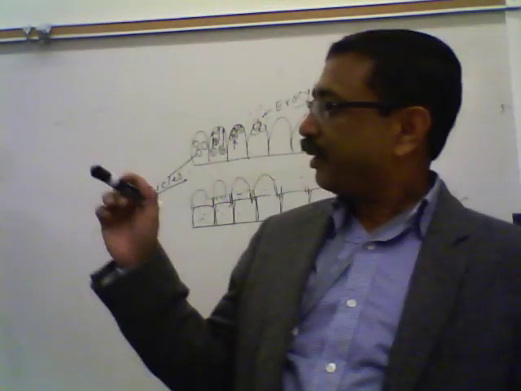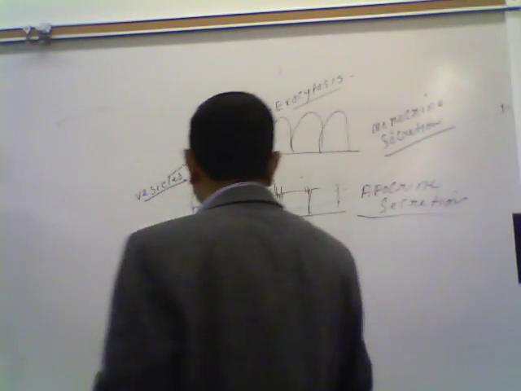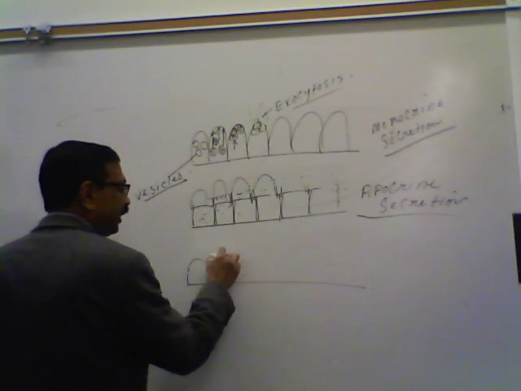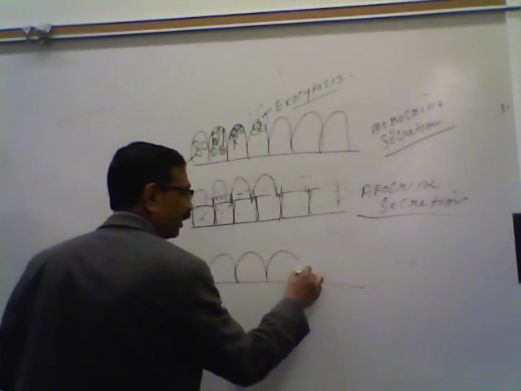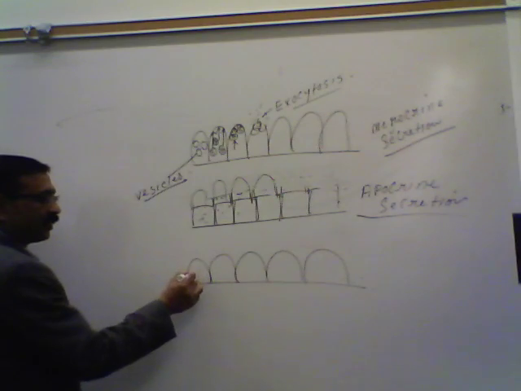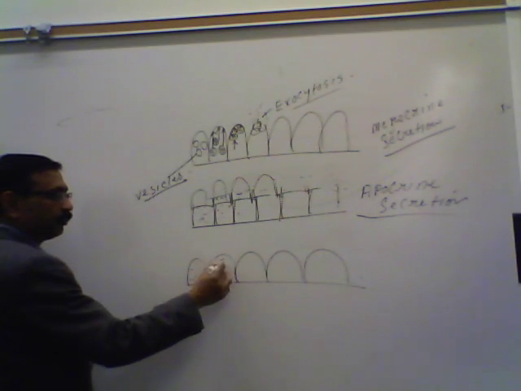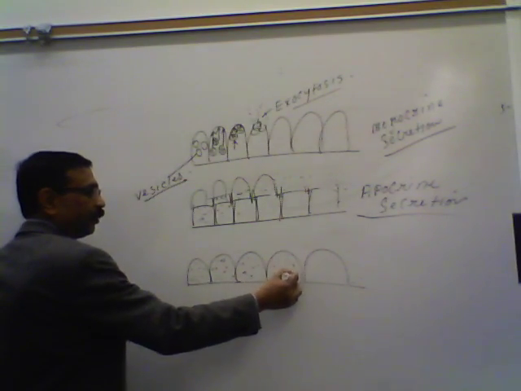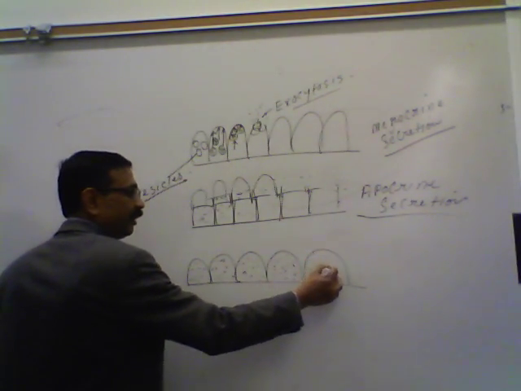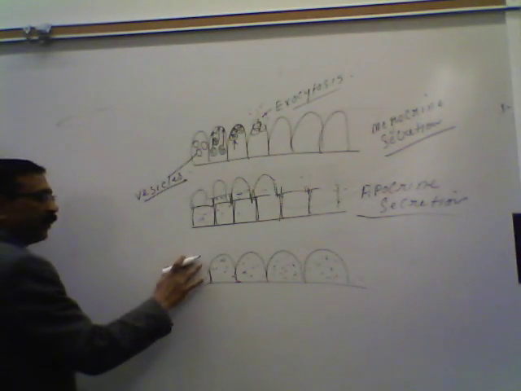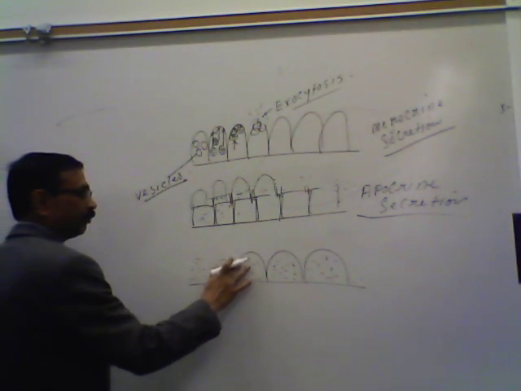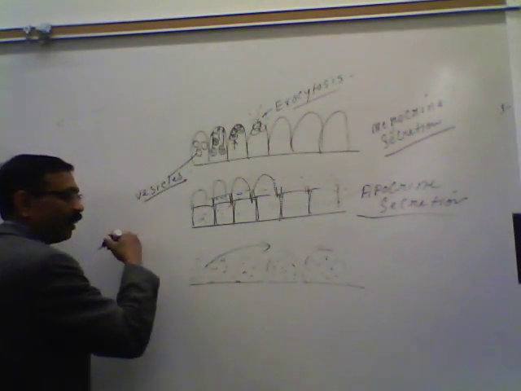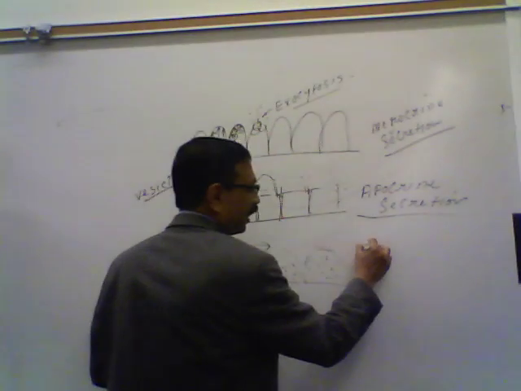The last one, holocrine. Holocrine type of secretion occurs due to the complete destruction of the cells. So what happens? These cells are filled with chemicals everywhere, and when the secretion occurs, what happens? The cells are completely destroyed. Completely destroyed. So the chemicals are out. This is holocrine.